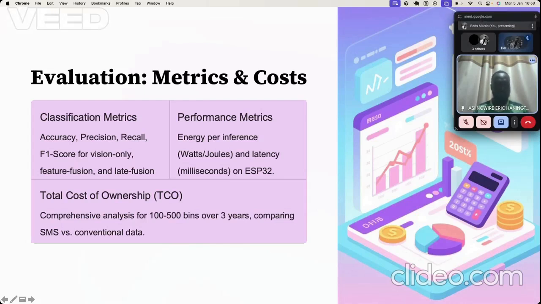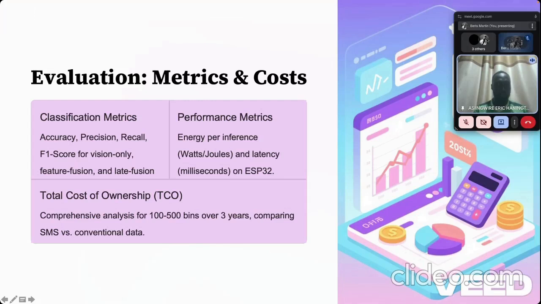Under the performance metrics, we're going to ensure the system is practical for field use, and it is tested for latency, as my former colleague has mentioned. For latency, we're going to be seeing how fast it makes a decision in milliseconds. Then also, we're going to be dealing with energy consumption, which will be measured in watts or joules per inference on the ESP32 hardware, which is among the hardware that we're going to be deploying.